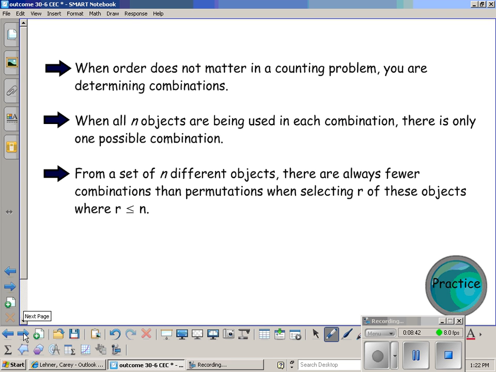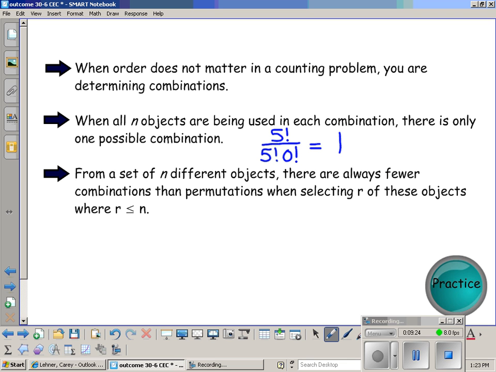When order does not matter in a counting problem, you are determining combinations. All right, so when order is not important, you are doing combinations. When all n objects are being used in each combination, there is only 1 possible combination. All right, so we didn't look at this one. We have 5 people. We are choosing all 5 people. 0 people aren't being chosen. Remember, 0 factorial is equal to 1. 5 factorial divided by 5 factorial is 1. So that does work as well.